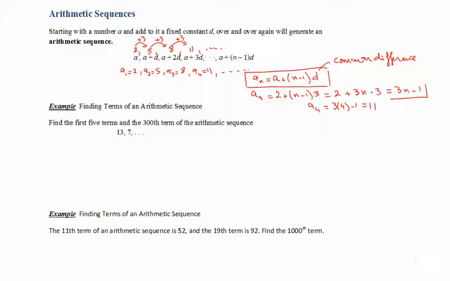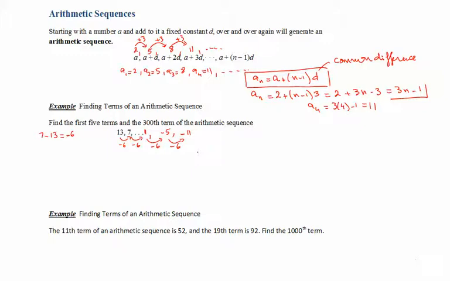So here is an example of finding terms of an arithmetic sequence. Let's find the first 5 terms and the 300th term. We know it's an arithmetic sequence, so I need to know the common difference. If I go 7 minus 13, I get negative 6. That means 13 minus 6 gives 7. Going again minus 6, I get 1. Then minus 6, we get negative 5. Then minus 6 again, we get negative 11. And these are the 5 terms: A1, A2, A3, A4, A5.